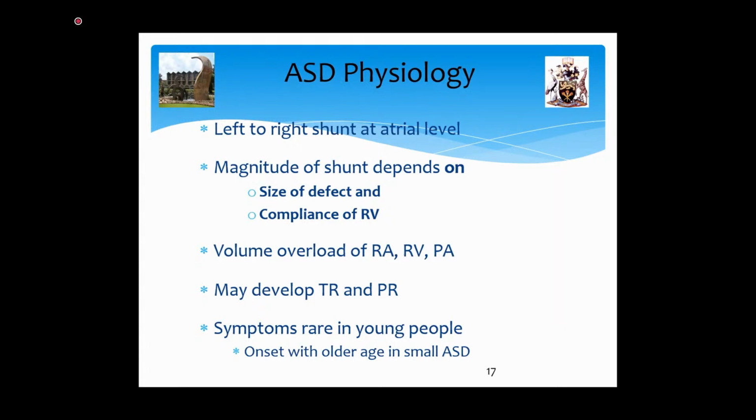So we have talked about left to right shunting at the atrial level. The shunt depends on the size of the defect and compliance of the right ventricle. The volume overload will be on the right atrium, right ventricle, and pulmonary arteries. Occasionally, they may develop tricuspid regurgitation and pulmonary regurgitation because of dilation, and therefore the closure is not adequate. Usually there are no symptoms in young people, and as they grow older they start developing more and more symptoms, especially with small ASDs. The only thing that you might have is recurrent chest infections.